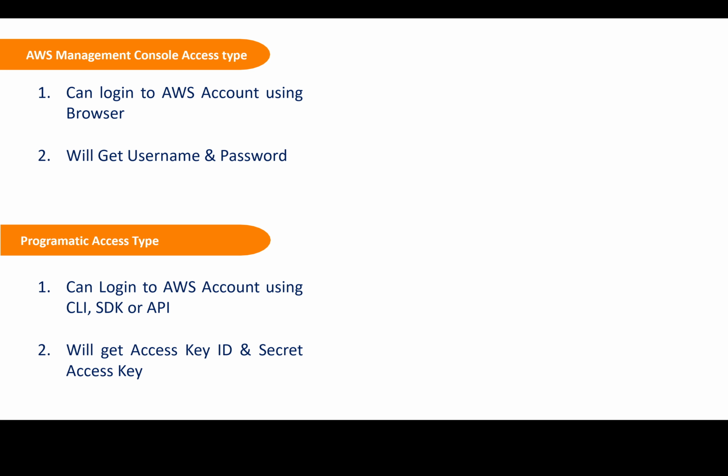Right. Now, coming to the AWS Management Console access type. This is your AWS account. Let us say I create an AWS IAM user for you, and I provide management console access type, which means you can access the AWS account using a browser. You will get a username and a password. With the username and password, you can log into the AWS account using a browser like Google Chrome, Microsoft Edge, Mozilla Firefox, Safari, any browser.